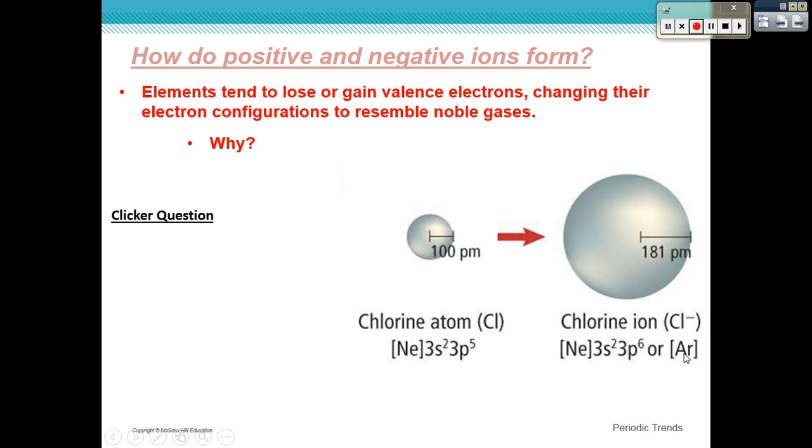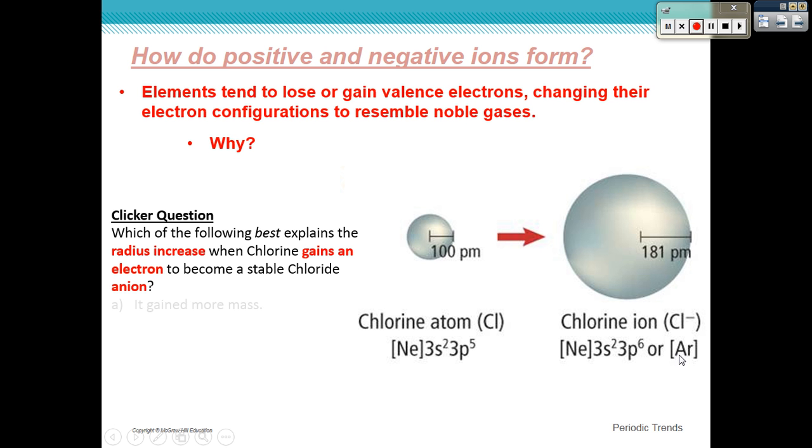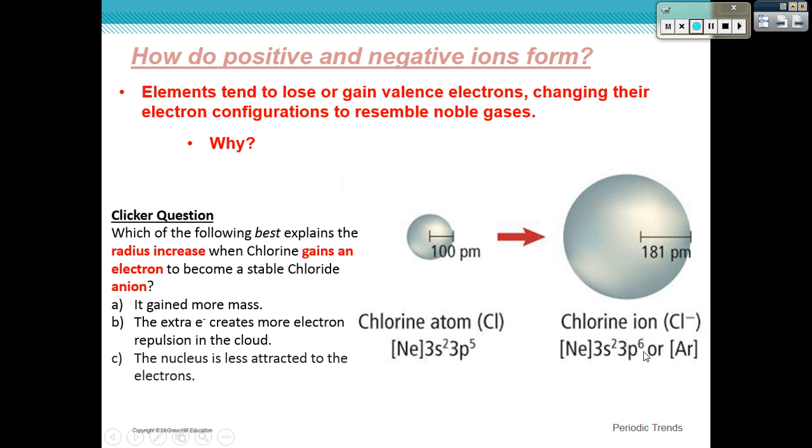The question is why? Why are atoms doing this? Why is chlorine doing this? As well as a side question, what causes the size of chlorine to increase? And as you may recall from periodic trends, more electrons mean more electron repulsion in the cloud. So that makes the size larger.